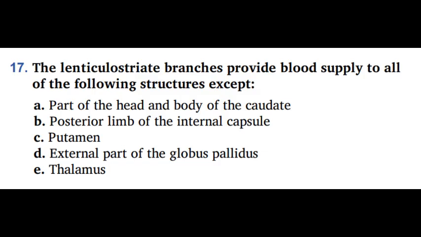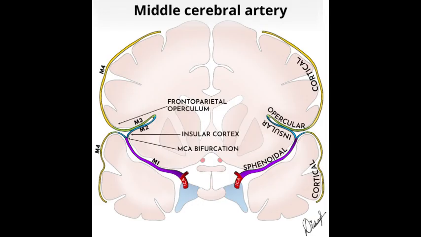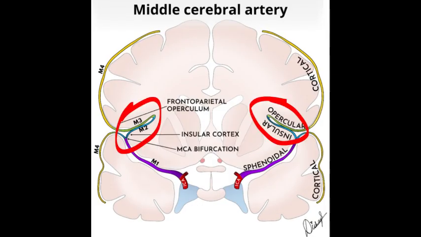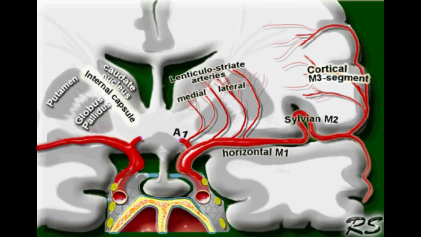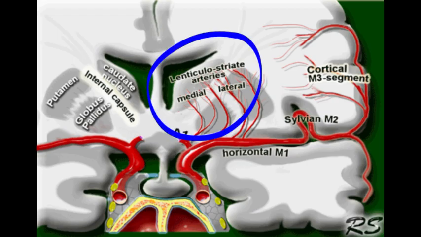So A to D are parts of the brain that are supplied by the lenticulostriate branches, which are actually the branches of the middle cerebral artery. The middle cerebral artery has two main types of branches, the deep penetrating arteries and the superficial cortical branches. Let's talk about the deep penetrating branches, which is the lenticulostriate arteries.